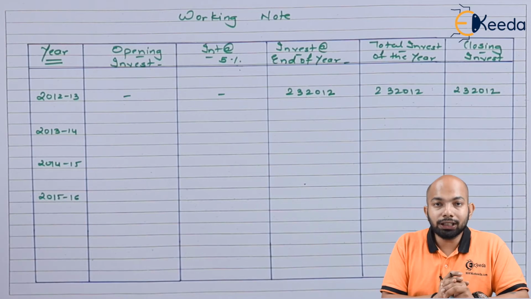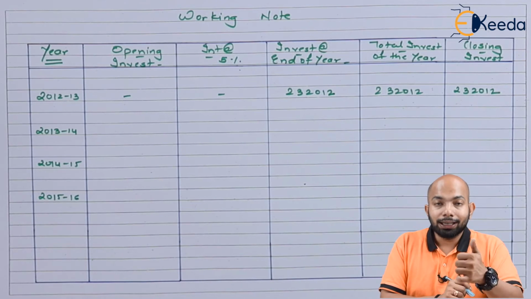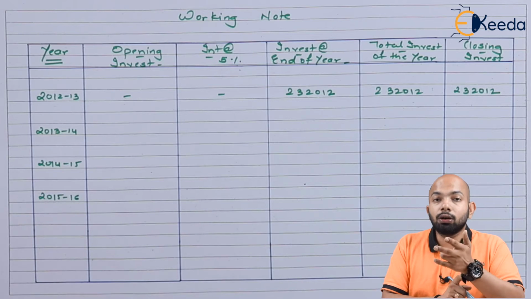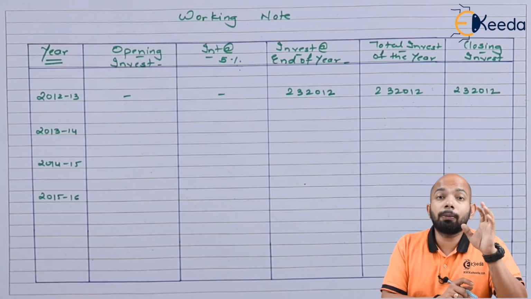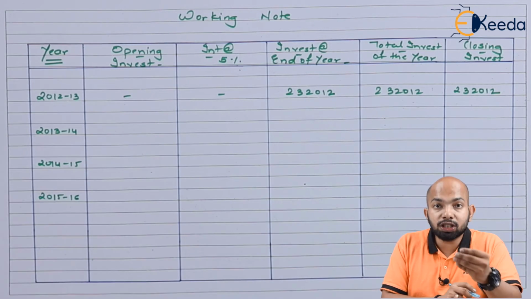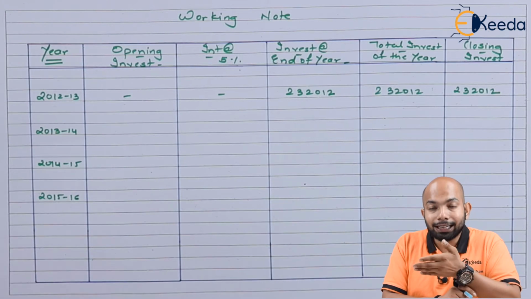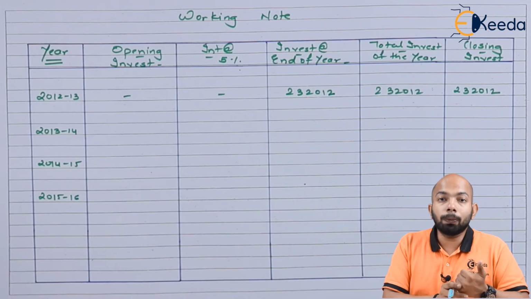Now, with all these columns, you understand that for the first year, there is no opening investment, there is no interest on it. It is only the total investment made and the closing investment that we have done. That means the amount of depreciation that we have put for the investment for the first time in the first year. So that's what we have mentioned here. Now, this closing will be the opening of the next year.